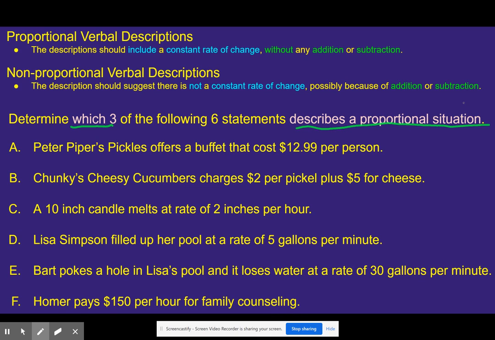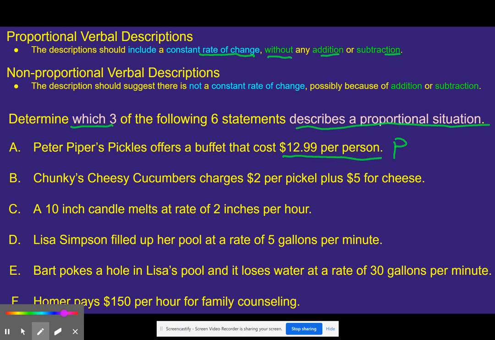First one, Peter Piper's Pickles offers a buffet that costs $12.99 per person. What do you think? Proportional or non-proportional? All right, using our criteria, does it have a constant rate of change? It has a rate of change of $12.99 per person, and it's considered a constant rate of change because it is without addition or subtraction. There's no additional fee or delivery fee. You know, if they said, oh, it's $12.99 per person and we'll deliver it to you for an extra $5, no, there's no delivery fee or something like that. So this is definitely proportional.